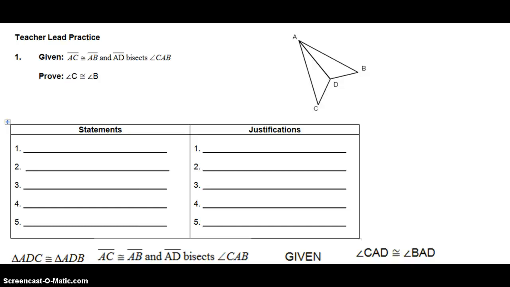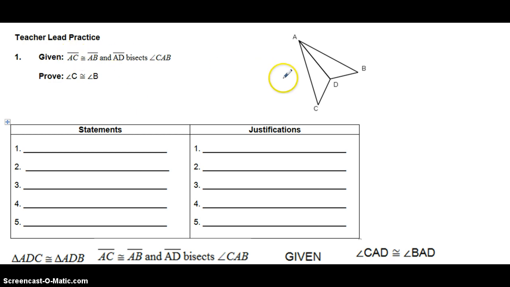Hello, this is the retake ticket for learning target B, using congruent triangles to prove that parts of those triangles are in fact congruent. Number one, we first want to start with some given information. I like to immediately go to my triangle picture and mark the things that I know.